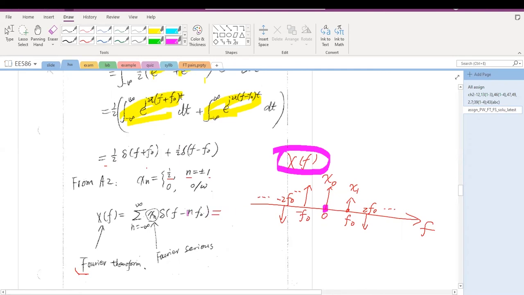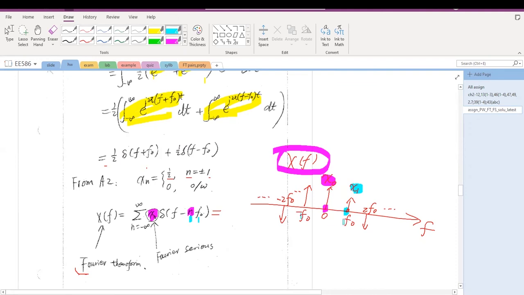So when n equals 0, that's DC. What's the coefficient? What's the strength? That's x naught. Then for n equals 1, that's the first harmonic. It's f naught. What's the coefficient? That's x1. With n equals minus 1, this is the same harmonic.